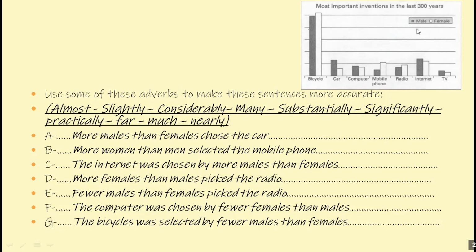Here, look at the car, for example. We have a big difference between males and females here. So you're supposed to use an adverb which indicates that there is a huge difference. Choose one adverb from here that indicates a huge difference and use it. Okay, now I'm going to show you the correct answers.